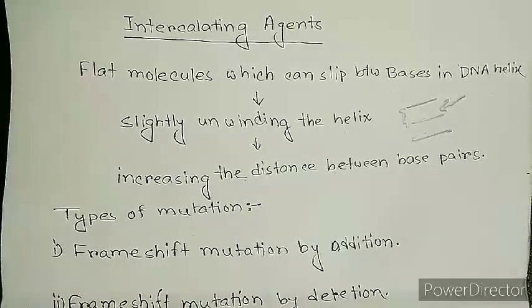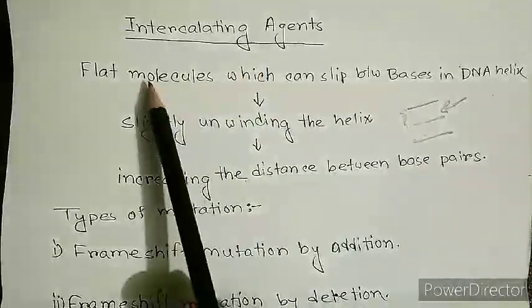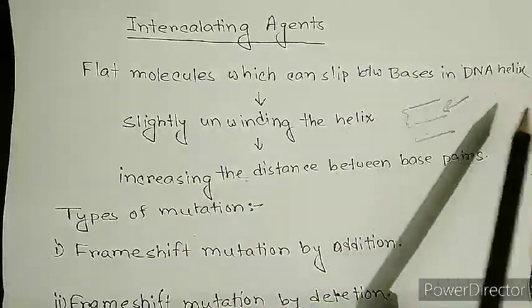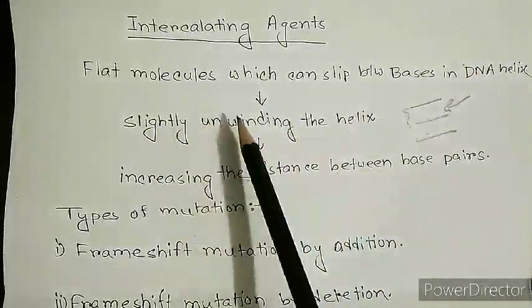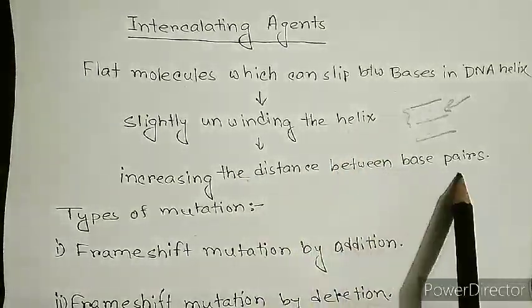Hello everyone. In today's video we are going to learn what intercalating agents are and their mechanism. Intercalating agents are flat molecules which can slip between bases in a DNA helix, slightly unwind the DNA helix, and increase the distance between base pairs.